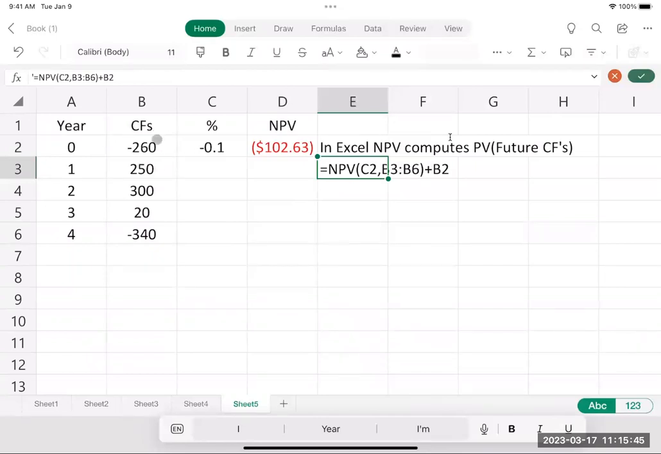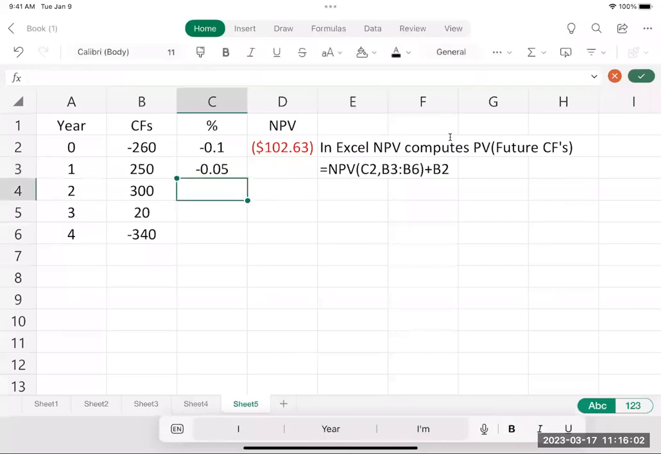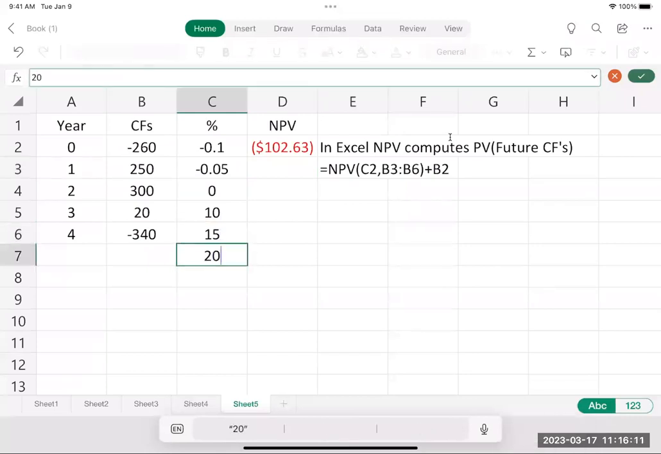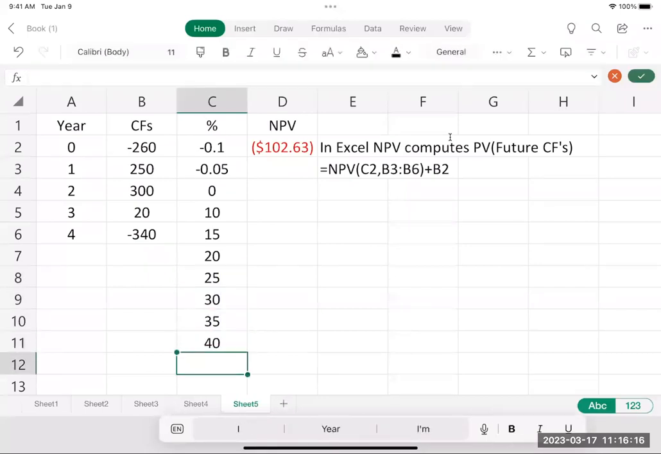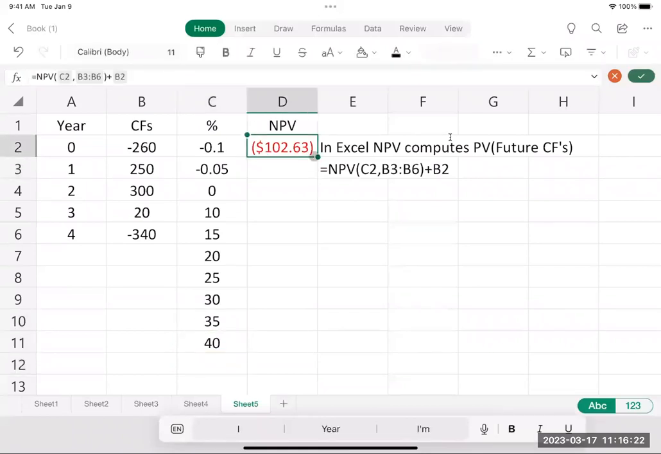It's good to practice different methods, but you need to learn one first. I'm just showing you here how to generate the profile, which you might want to do in Excel, because if it's really long, it's easier to do here. So I'm going to go up to negative 0.05, and then to 0, and then to 10%, and then to 15, and 20, 25, 30, 35, 40, 45. Oh no, I didn't go that way. And then it's very easy to just copy this formula all the way down, right?